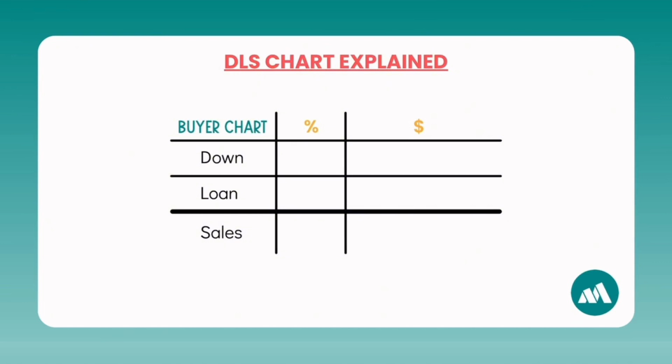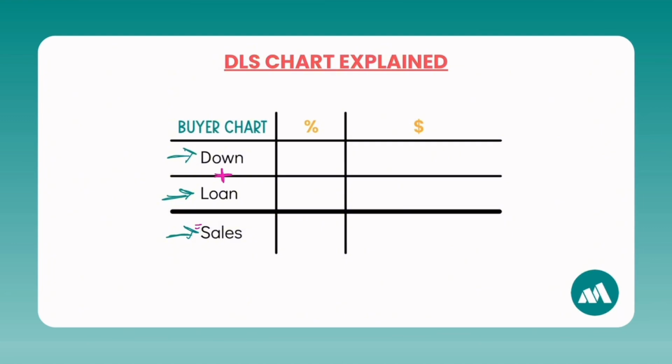Before we dive into solving questions using the DLS chart, I want to explain a little bit more about what it entails. The DLS chart stands for down, loan, and sales. Now, what does this mean? Well, the down payment plus the loan amount is going to equal your sales price.